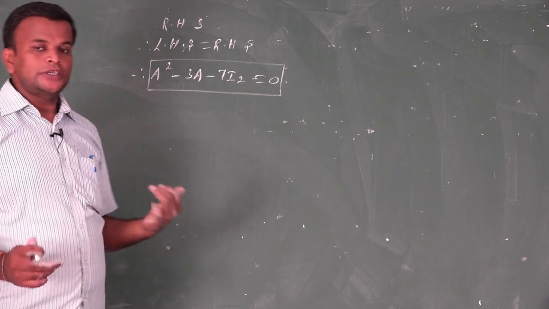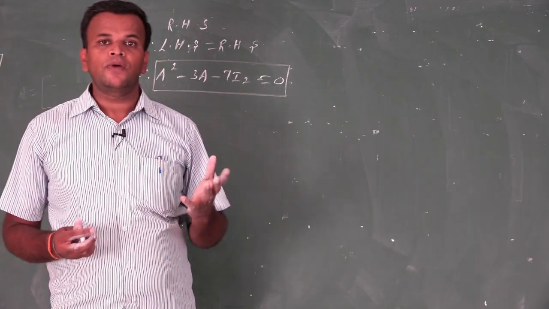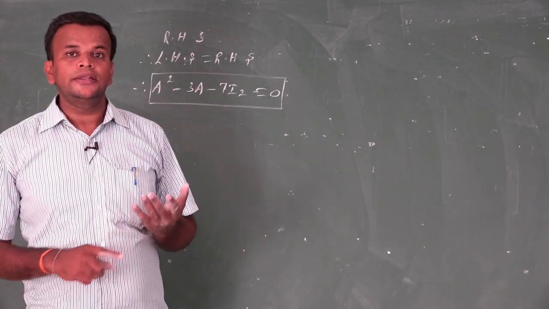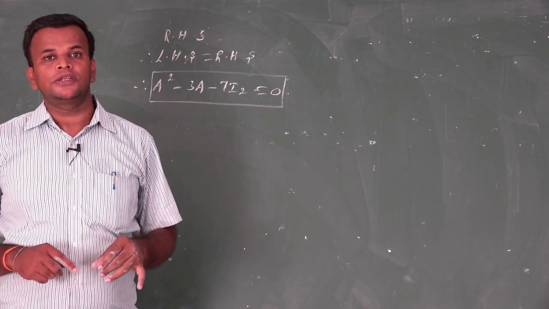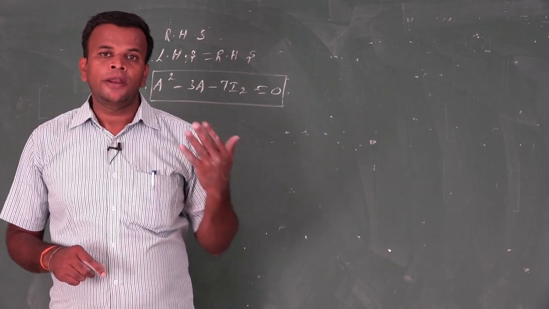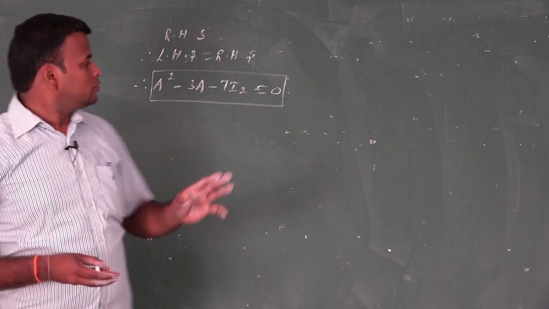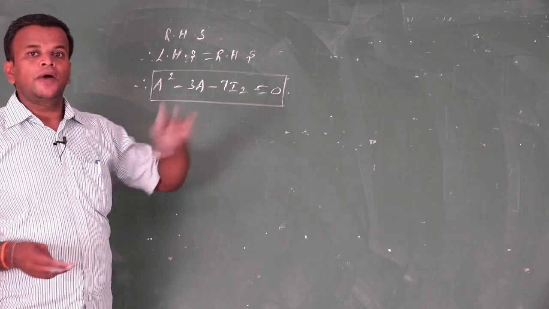Also in the question, one more thing is there, that is to find A inverse. We can find it in two ways, either using the formula of A inverse. What is the formula of A inverse? 1 by determinant A into adjoint A. Or using this result, we find A inverse.